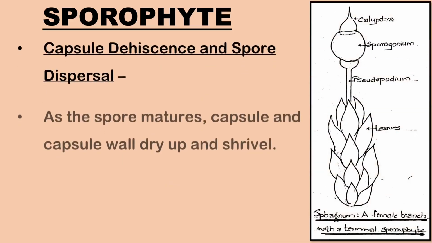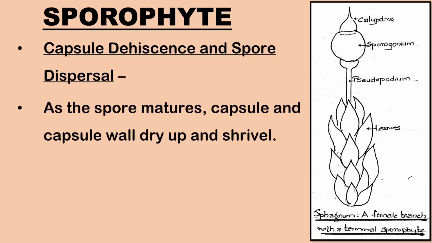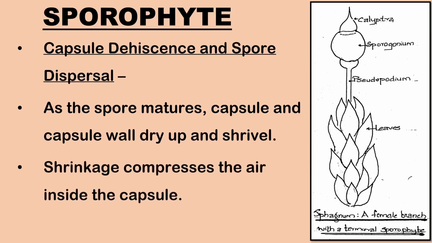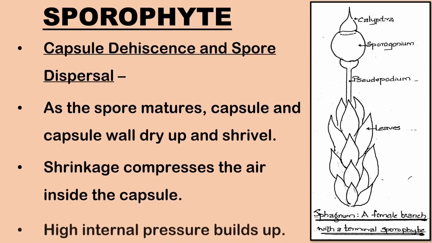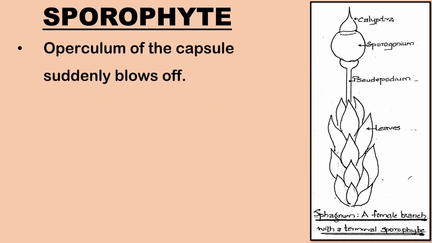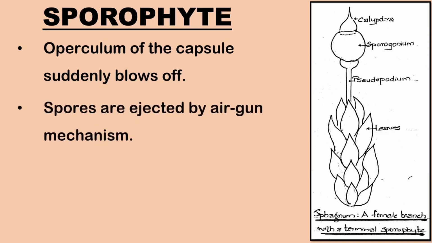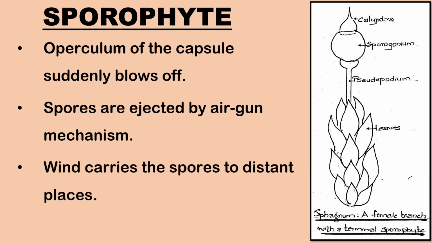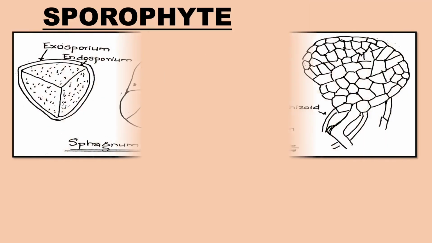As the spore matures, the capsule dries up and capsule wall shrivels. The shrinkage compresses the air inside the capsule and a high internal pressure builds up. The operculum of the capsule suddenly blows off. The spores are ejected by air gun mechanism and the wind carries the spores to distant places.